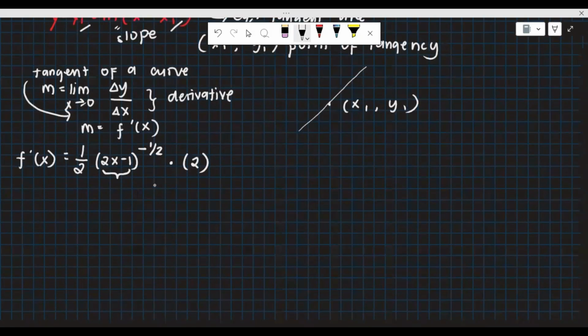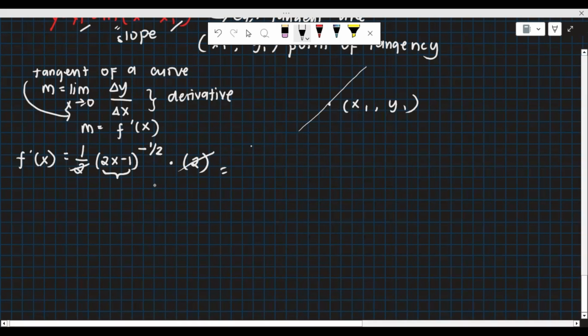So, this whole thing will be equal to, since makakancel na to, so your derivative will be equal to 1 over square root of 2x minus 1. Pero, ito lang yung formula mo ng slope. It's not exactly the slope of the line. So, yung slope of a line, if you guys will remember, it's a specific number.